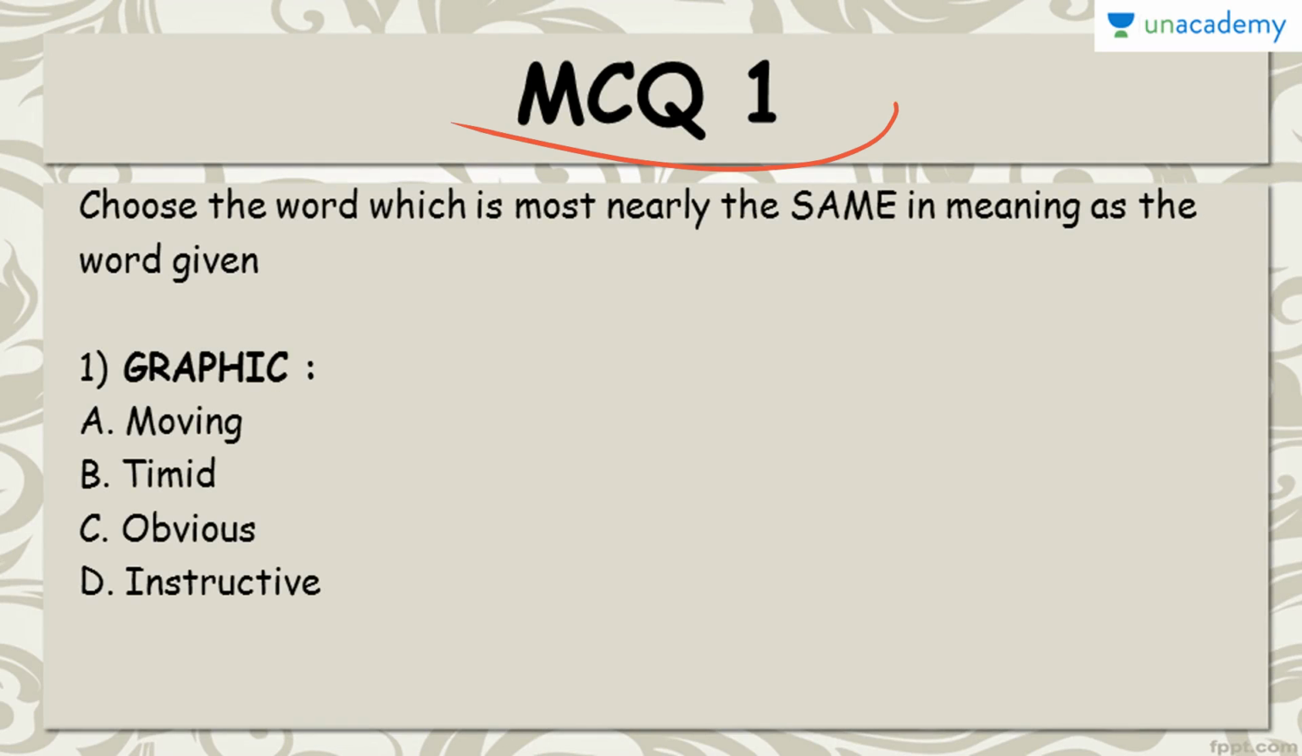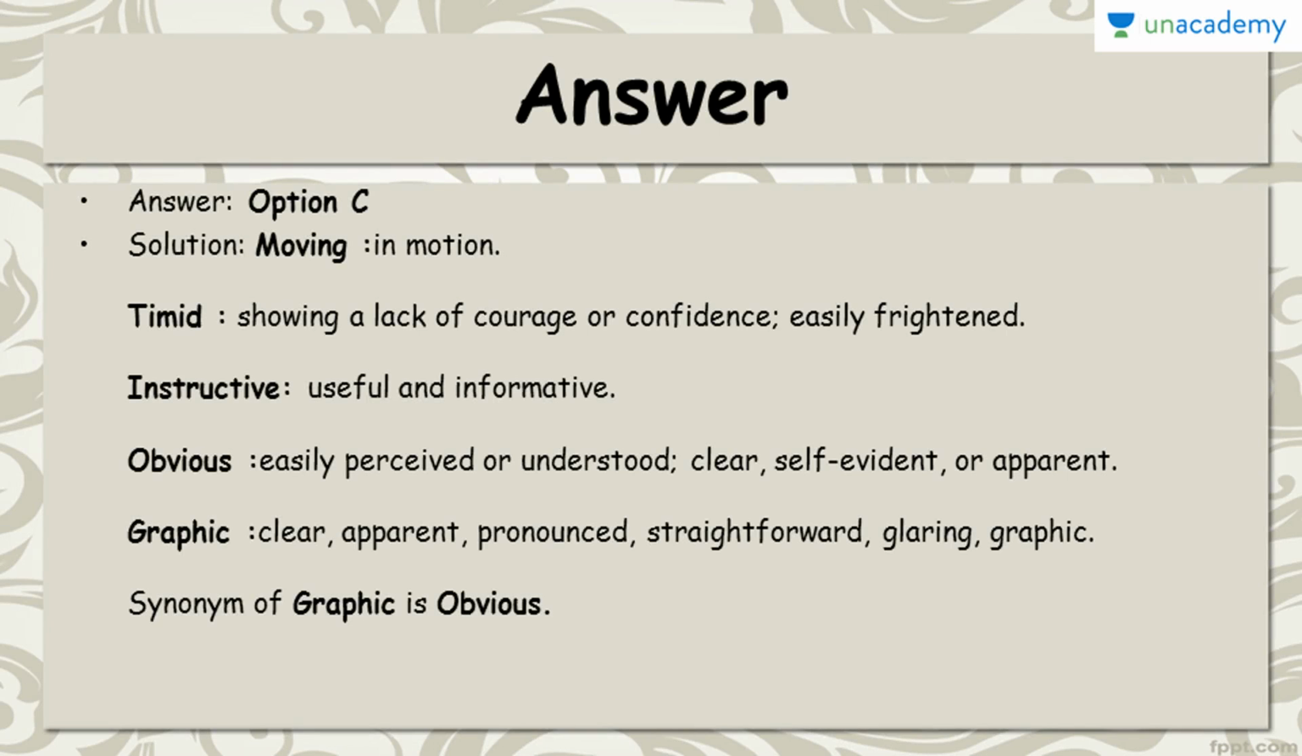So the first MCQ for today, you have to find the word that is similar in meaning. The word is graphic, and options are moving, timid, obvious, and instructive. And the right answer to this MCQ is option C, that is obvious.